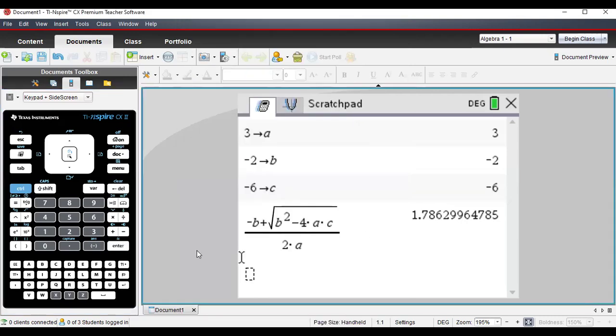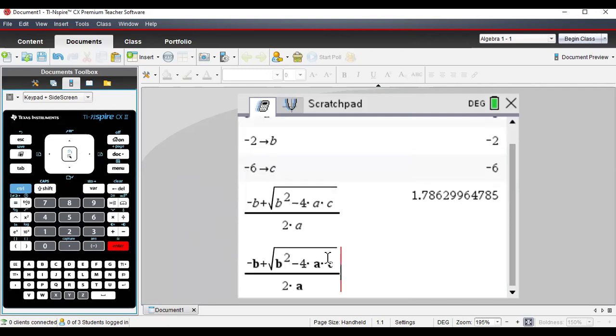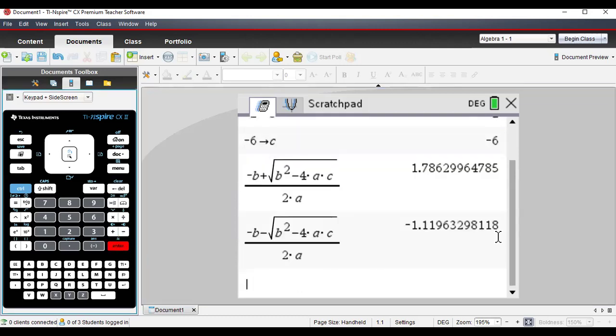Now notice this. Once you've keyed this formula in, you can keep reusing it for the rest of the problems that you're doing. So all I'm going to do now is copy this, and all you have to do is highlight it and then press enter, and now you can edit. I'm going to get rid of this plus sign and make it a minus sign, because this is going to give me the other root, the other solution. So now all I do is press enter, and that's our other solution.